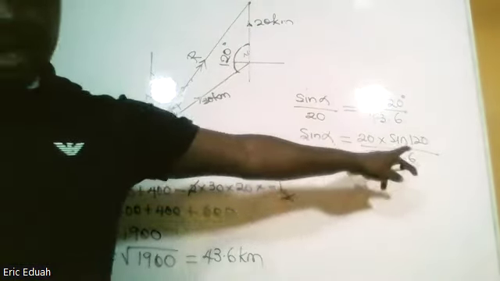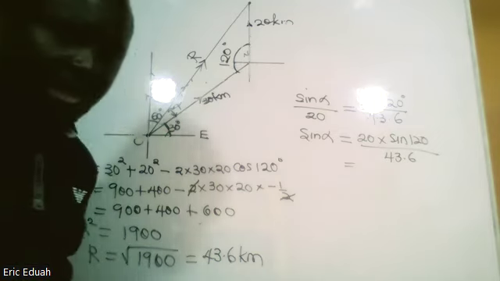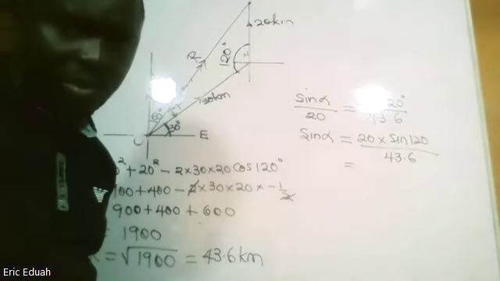Multiply 20 by sine 120, divide that by 43.6, and then give me the final result.